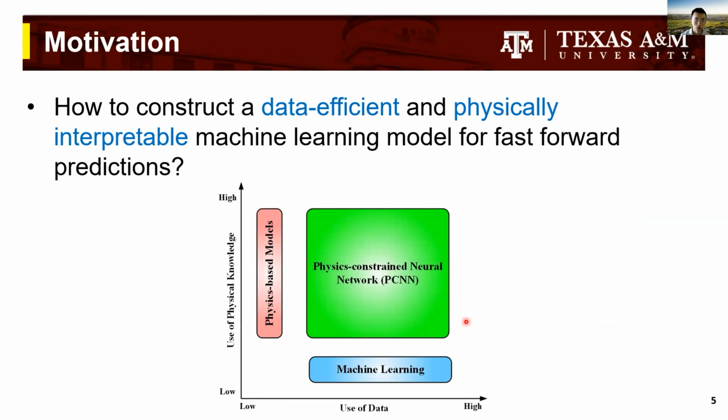So the motivation for this physics-constrained neural network is, on the one hand, that only relying on physics-based models, the simulations like the phase field model, the Monte Carlo simulation model, the finite element methods, and so on, to construct this PSP relationship requires a lot of prior physical knowledge, and the forward prediction can be very slow. On the other hand, only relying on machine learning models requires a significant amount of training data to construct this PSP relationship. However, we don't have enough training data for metal additive manufacturing. And also, machine learning is purely a black box, and it doesn't have high physical interpretability. So the question is how to construct a data-efficient and physically interpretable machine learning model for fast forward predictions.